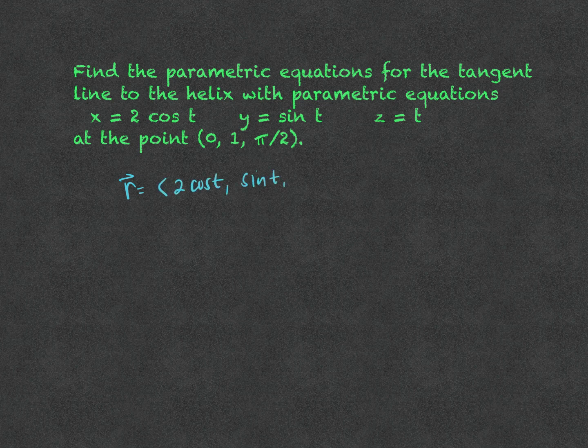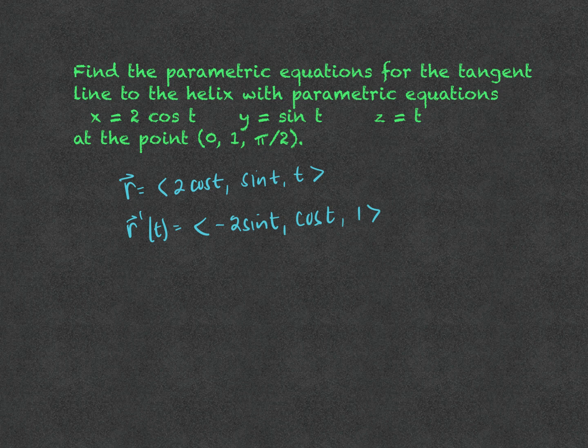sine t, and t. And then we know that 2 cosine of t is differentiable, sine of t is differentiable, and t is differentiable. So we can find the derivative r prime of t. So let's do it. r prime of t equals the derivative. I guess we could leave the t off, but we got it here. The derivative of cosine is negative sine. So we have negative 2 sine of t. The derivative of sine of t is cosine of t. And the derivative of t is 1. So here we have our vector equation for the tangent line to the helix.